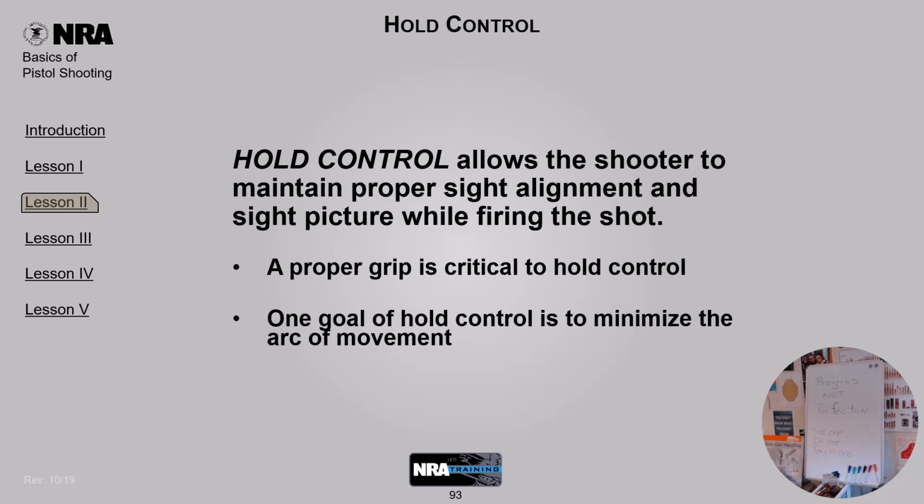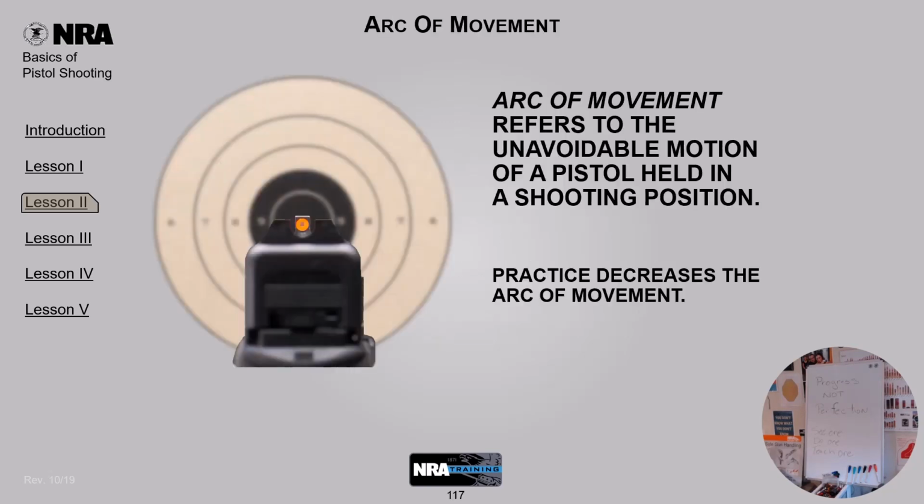Your stance is also part of that. Your feet roughly shoulder width apart, knees bent, leaning towards your target. Hold control is all the things you are currently doing to control the recoil. So that is that. And the idea is you want to minimize your arc of movement.